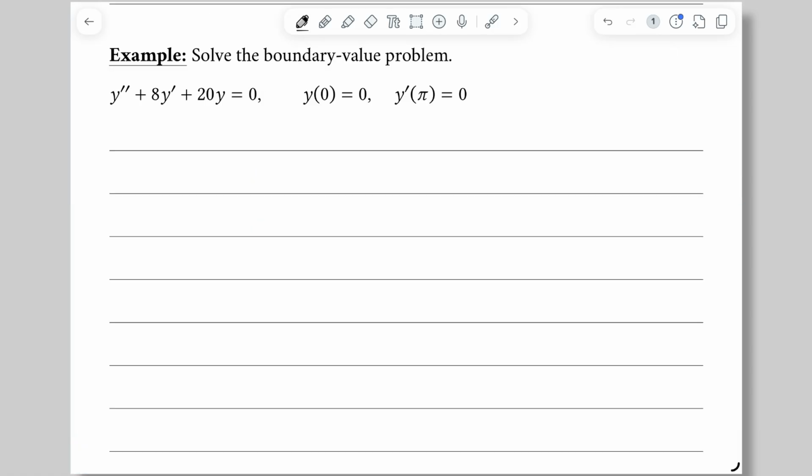Now we're going to look at a boundary value problem, y double prime plus 8y prime plus 20y equals 0. Our boundary conditions are y of 0 equals 0 and y prime of pi is equal to 0. The formulas we have for transforms of derivatives involve y prime of 0, not y prime of pi. So we're going to let some constant c, whatever you like, equal y prime of 0. It'll be a placeholder that will allow us to find the transform, and then we'll find the value of c by using y prime of pi equals 0.